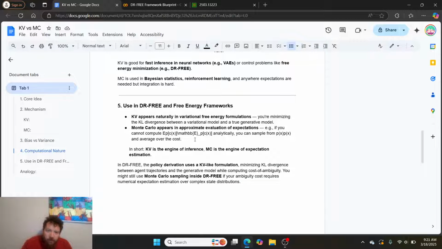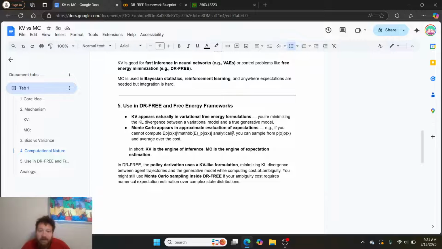In the free energy frameworks we're talking about, KV appears naturally in variational free energy formulations, where you minimize the KL divergence between a variational model and a true generative model. Monte Carlo appears in approximate evaluation of expectations: if you can't compute the output analytically, you sample from it and average over the cost. In short, KV is the engine of inference, while MC is the engine of expectation estimation.